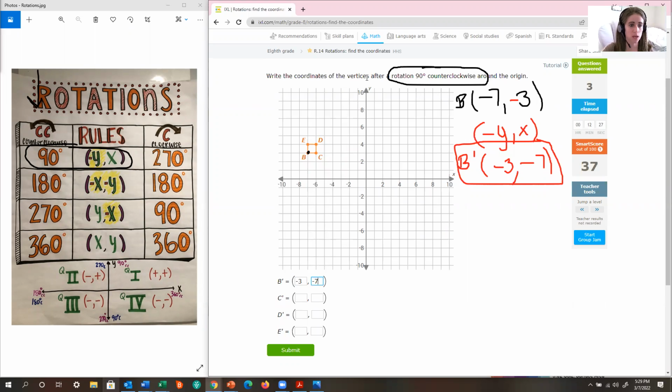We're going to do the same thing with C prime. So define C prime. C as the pre-image is currently located at -6, 3. Let's apply our rule that we have written up above. We can see with our rule, we need to make the pre-image y value multiplied by a -1, and then we need to flip our values, making it -3, -6.